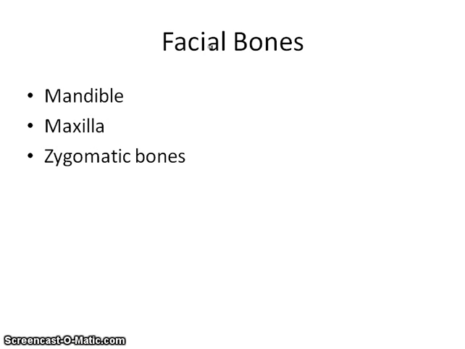Three of the facial bones that you should be aware of are the mandible and maxilla. Mandible is the moving part of your jaw. Maxilla is the upper part of your jaw that contains your upper teeth. And then the zygomatic bones, definitely check those out in a picture.